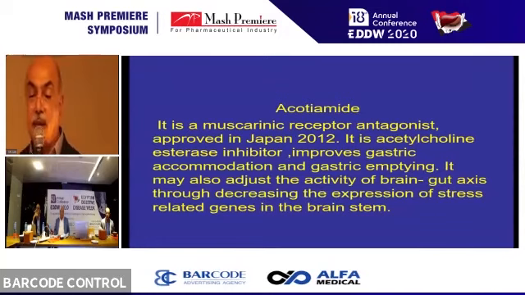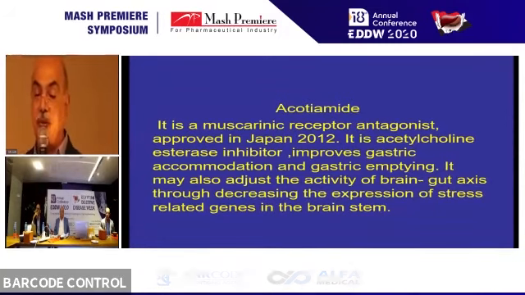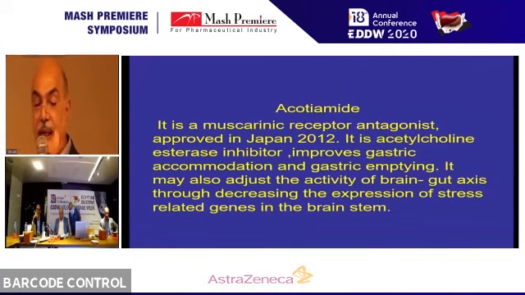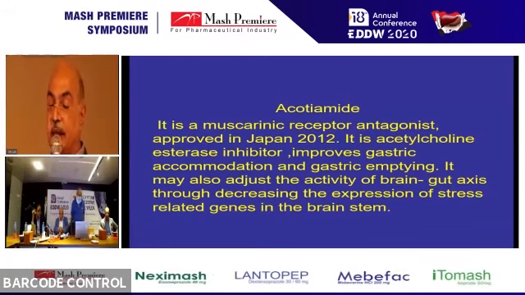Acotiamide is a muscarinic receptor antagonist approved only in Japan, in 2012. It's an acetylcholinesterase inhibitor, and they claimed that it improves gastric accommodation, and also it may adjust the activity of the brain-gut axis through decreasing the expression of stress-related genes in the brain stem.